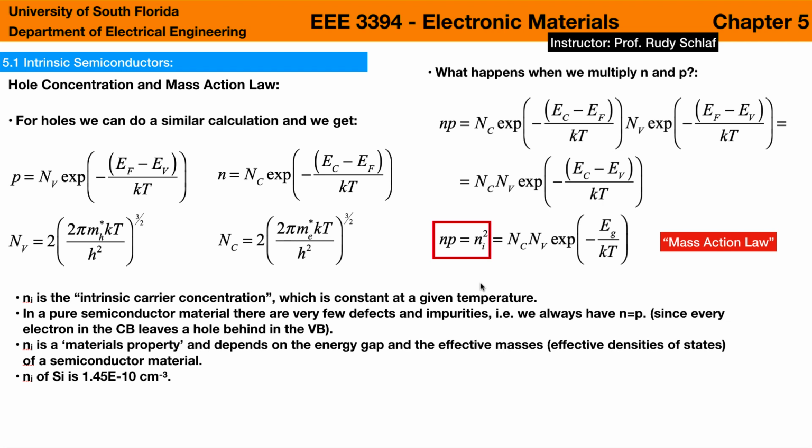And we will see later on in 5.2, the chapter about extrinsic semiconductors, when we change n and p by doping, that this is still valid even if we change the concentration of n or p. That means if you make n larger, then correspondingly p needs to get smaller in order to maintain this constant value.